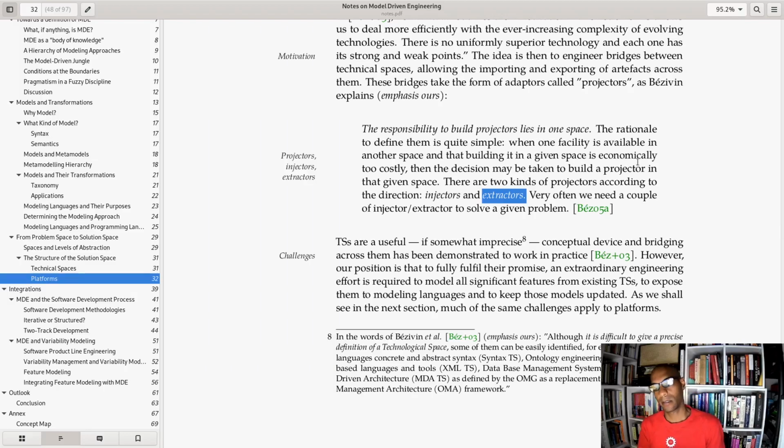So to make this simple, imagine, for instance, that you're in the technical space of XML. Perhaps it would be really nice to be able to convert an XML schema to a set of classes in Java. So in this sense, we're doing a projection from the XML space, creating a set of extractors, and then we're going to create a set of injectors that then convert the information extracted over to the Java technical space.